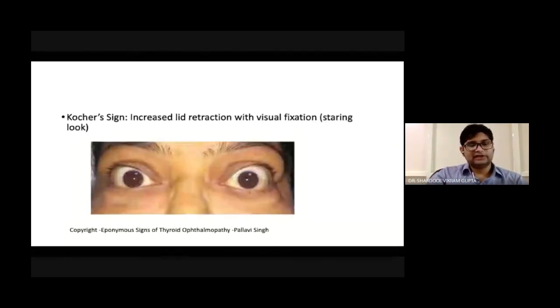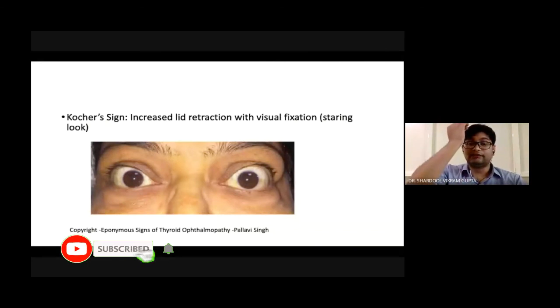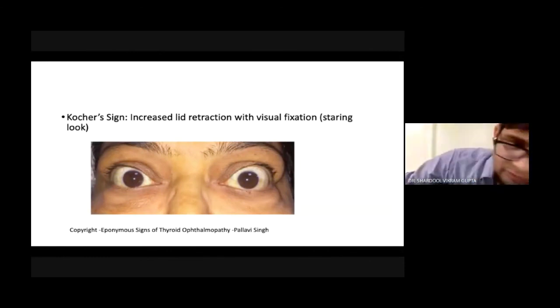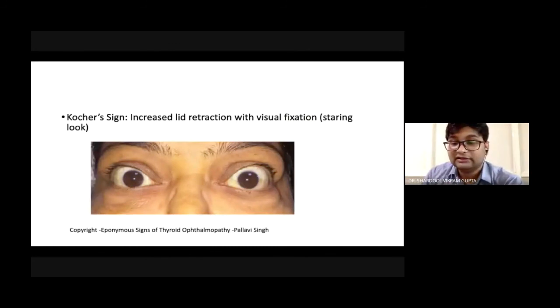And now Kocher's sign, which is increased lid retraction on visual fixation. You ask the patient to look at a fixed object, then the lid will retract further. This is known as Kocher's sign, and that is also Kocher's sign. What are the other Kocher's things asked in surgery? Once you say that you have demonstrated Kocher's sign in the thyroid as well as Kocher's eye sign, then the examiner will ask what are the other Kocher's forceps.